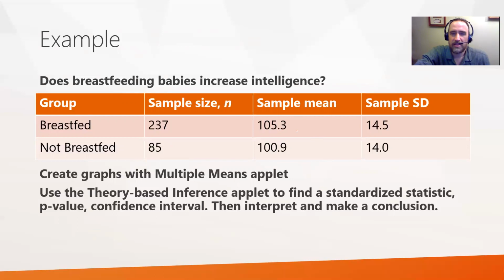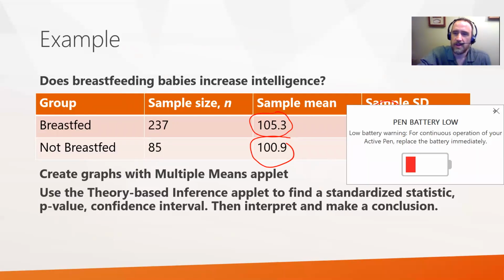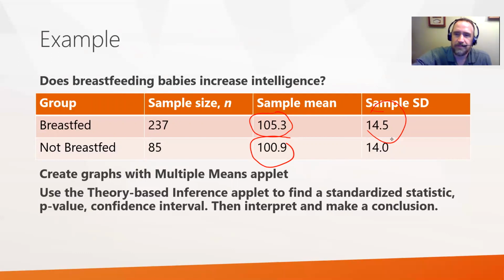Then they found out whether they were breastfed as children, and they tested their IQs when they were old enough to do an intelligence test. And so they found the mean IQ for the breastfed babies and for the not breastfed. And they also found standard deviations for each of those. So we can take a look at this, and what would be good to start with is to create graphs with a multiple means applet. That's where we did the simulation-based approach, and it creates some nice graphs for us, so we're going to start there.